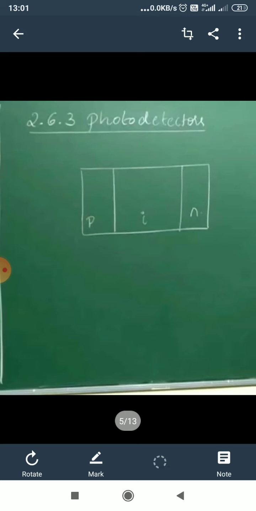When excess electrons and holes are generated in a semiconductor, in response, power and current will be generated. That depends upon the intensity of the light which falls on a particular p and n junction. So this photodiode is made of a p layer and an n layer. In between we have an intrinsic region. That's why it's called a PIN detector.